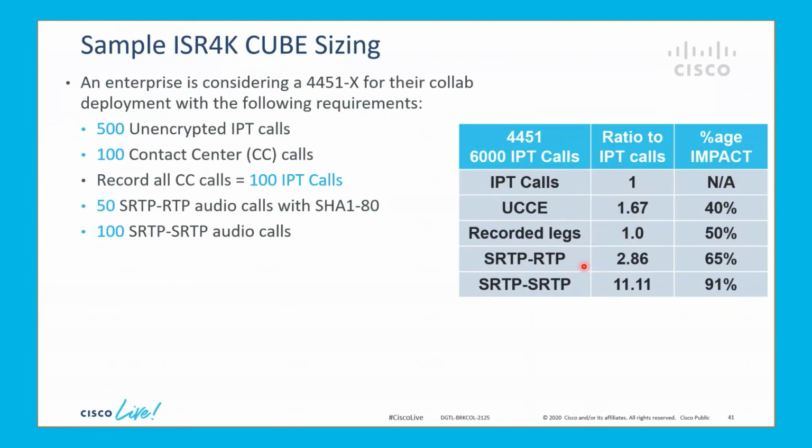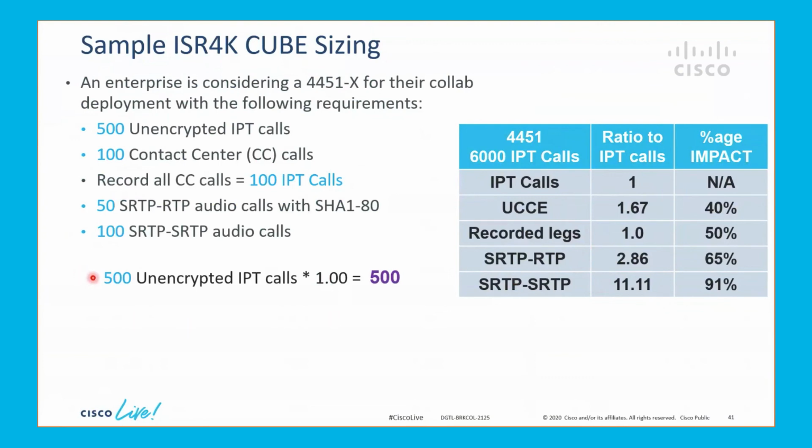With SRTP to RTP, there is a 65% impact. So every SRTP to RTP call that the 4451X handles is equivalent to 2.86 basic collab calls. And for SRTP to SRTP, one SRTP to SRTP call is equivalent to 11.11 basic collab IP telephony calls. So what we're going to do is multiply these requirements with these ratios to convert everything to the IP telephony scale.